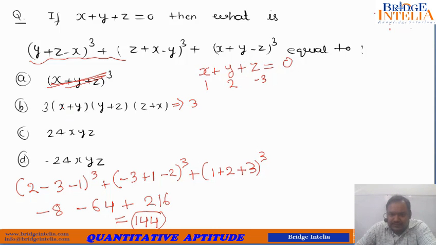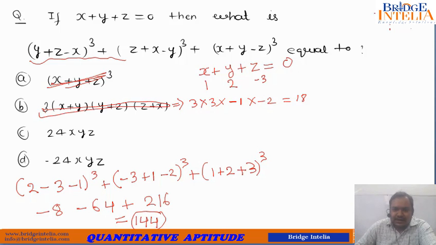So 3 into x plus y, so 3 into 1 plus 2, 3 into 3, into y plus z. So y plus z is 2 plus minus 3, that means minus 1, into z plus x. So z plus x, that means minus 3 plus 1. So this comes out to be 18. It doesn't come out to be 144. So this also cannot be the correct answer. So eliminated. What about this one?